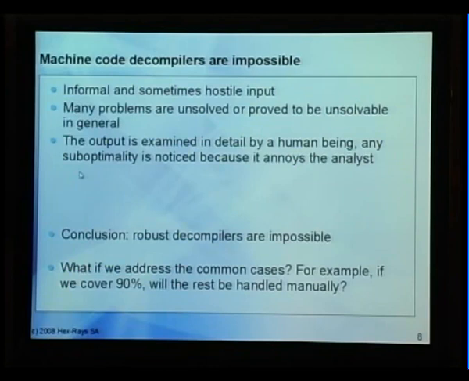And the last point is that the output is examined in detail by a human being, and anything that annoys him will be reported either as a bug or as a feature request or anything like that. Could you do it? Could you implement it better? So the conclusion is that robust compilers are just impossible.